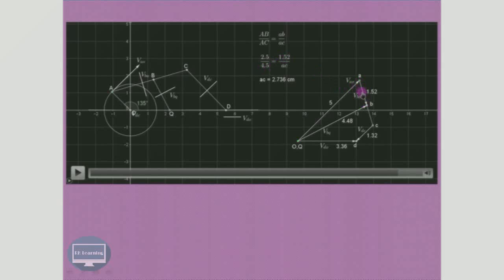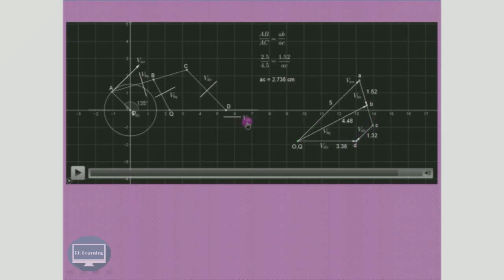1.52 that we have already obtained over here, and we have to find out the length AC, and that we have already obtained as 2.736 centimeter. So from A we have to continue up to point C such that the length is 2.736 centimeter. Now from point C, draw a line parallel to this vector. So VDC. Out of this, D and C point is known. So from C, draw a line parallel to this vector, so that we have drawn over here.